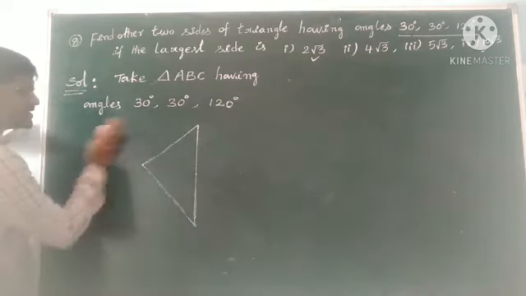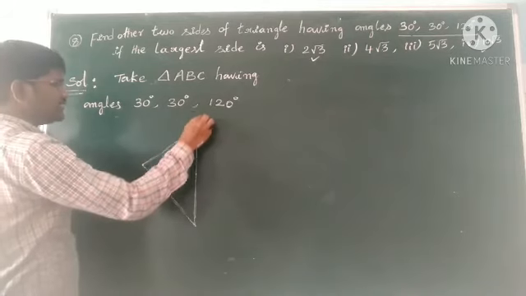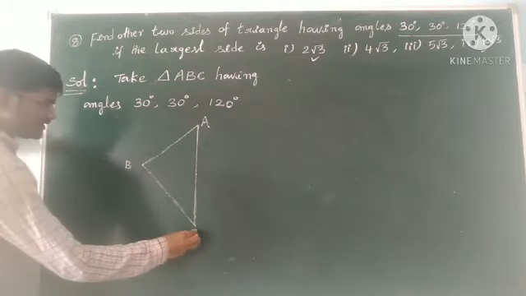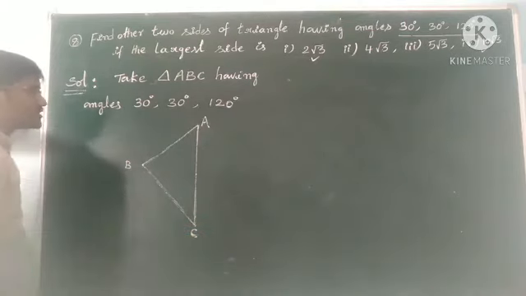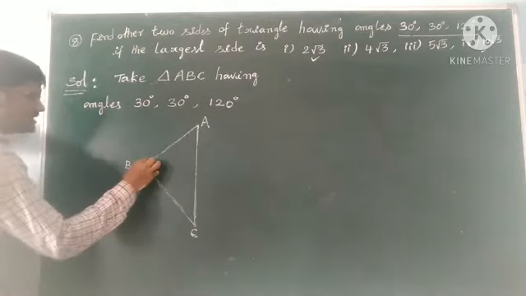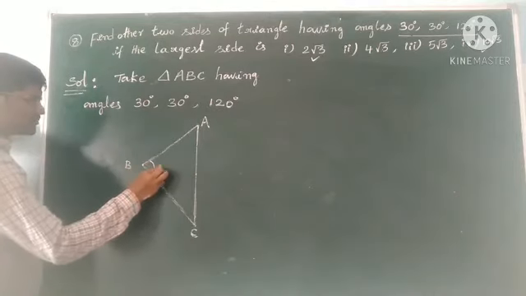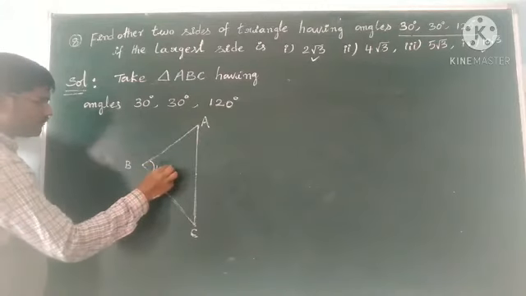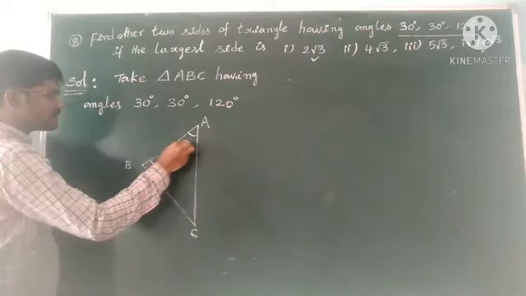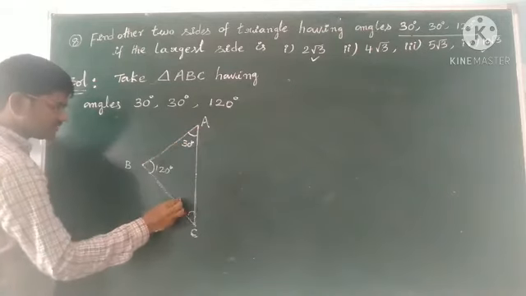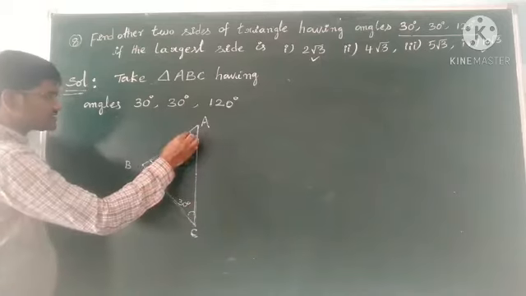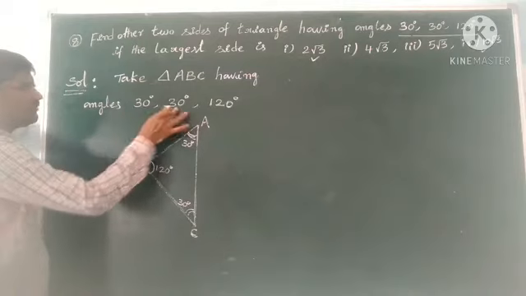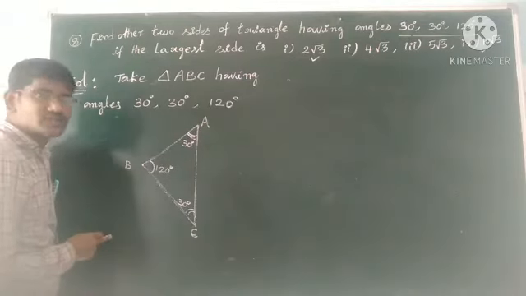Okay students, this is my triangle, ABC. In this one, angle is 120 degrees. So this is the 120 degrees angle, and these I am taking as 30 degrees each. So these two angles are equal. If two angles are equal in a triangle, it is called an isosceles triangle.